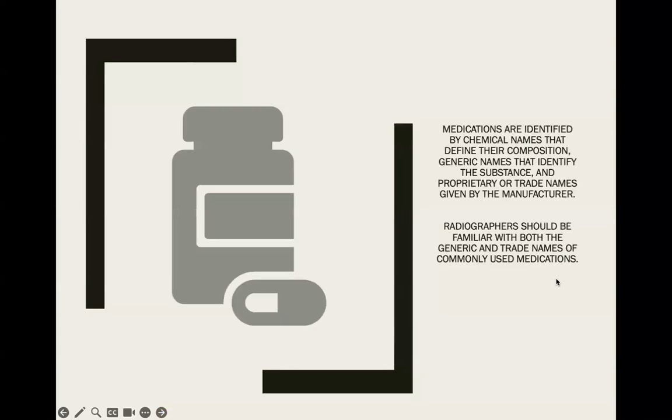So medicines are identified by their chemical name, which defines their composition, their generic name that identifies the substance, and the proprietary or trade name given by the manufacturer. So radiographers should be familiar with both the generic and the trade names commonly used for medication.